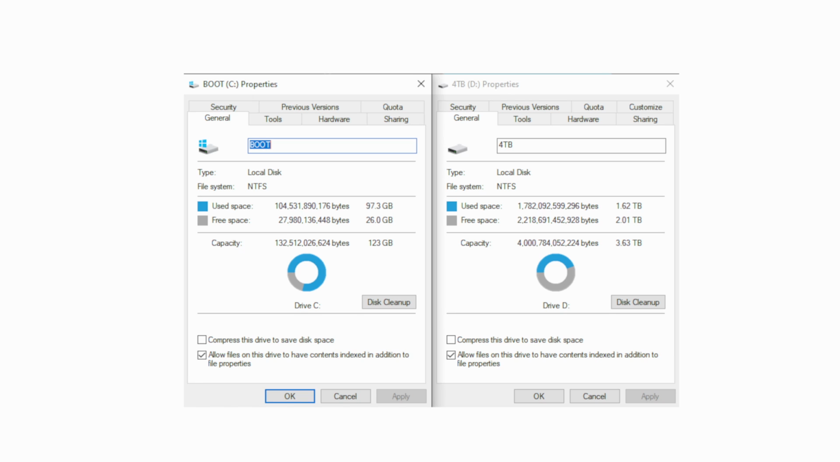The SSD does most of the heavy lifting as far as loading things on a daily basis, loading applications. I have a very fast and fluid experience, but I also have plenty of storage available.